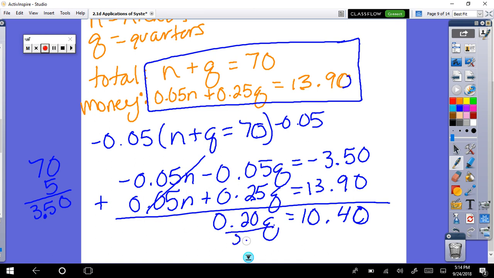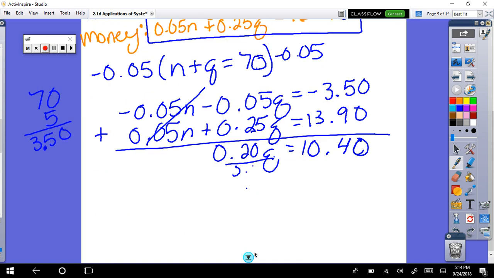Divide that by 0.20 on both sides. That means quarters, since 1040 divided by 2 is 520, so there's 52 quarters.